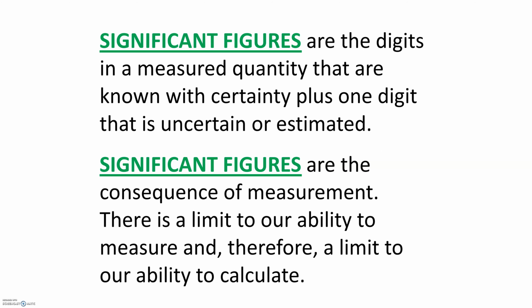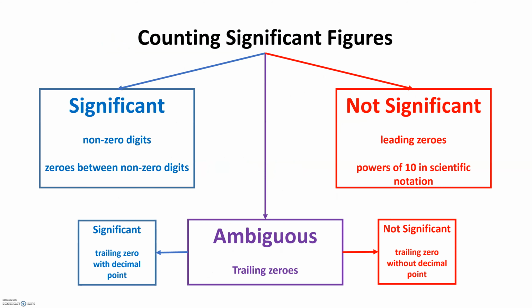So significant figures are the digits in a measured quantity that we know, plus one digit that is uncertain or estimated. We'll see that played out a little bit more in our lab on Thursday, but they are the consequence of a measurement. So there will be a limit to our ability to measure, and therefore a limit to our ability to make calculations. And we'll see that in the next video, how to account for significant figures in calculations. First, we have to count them.